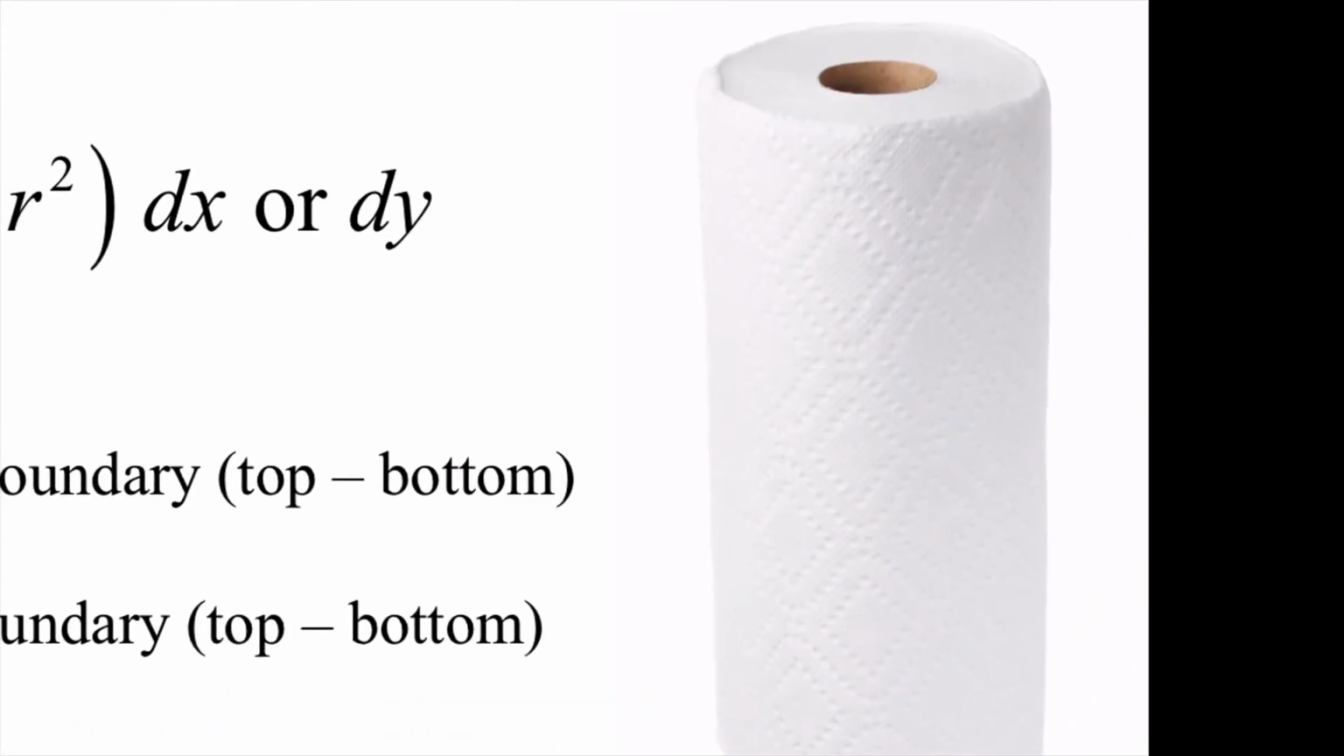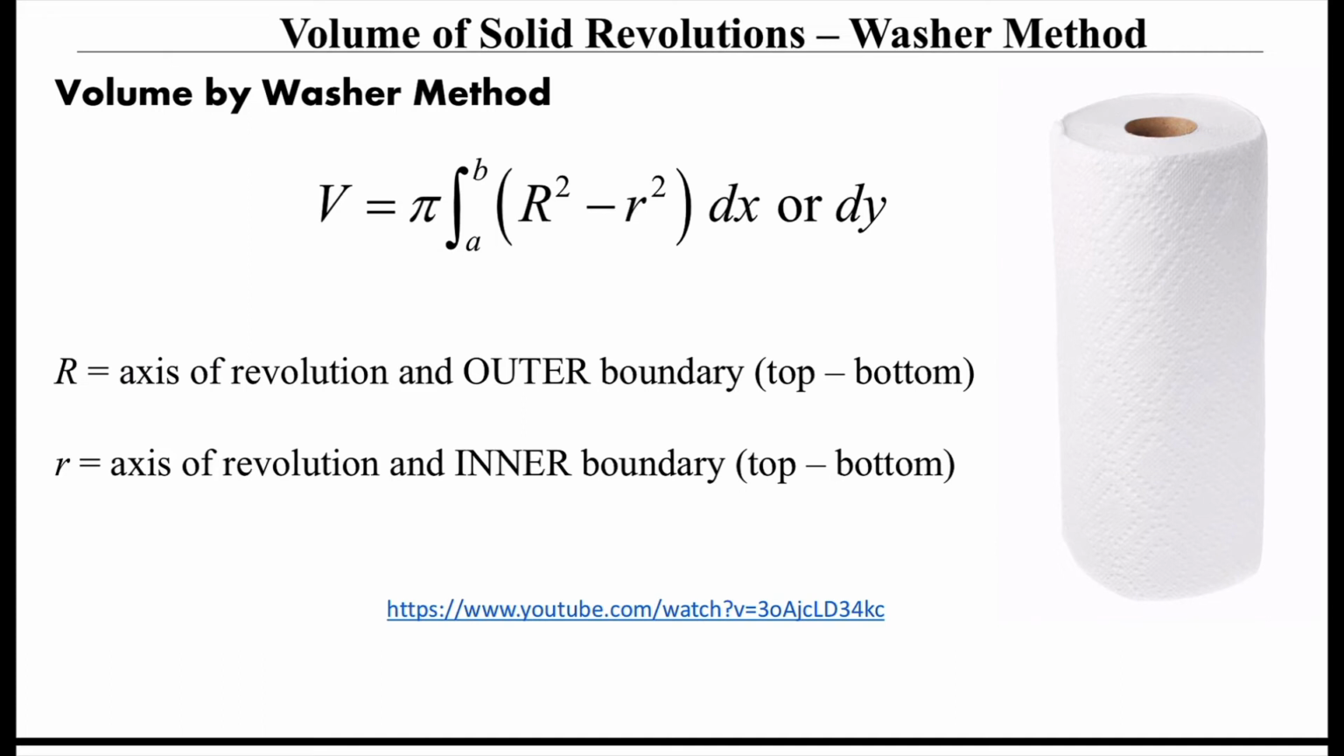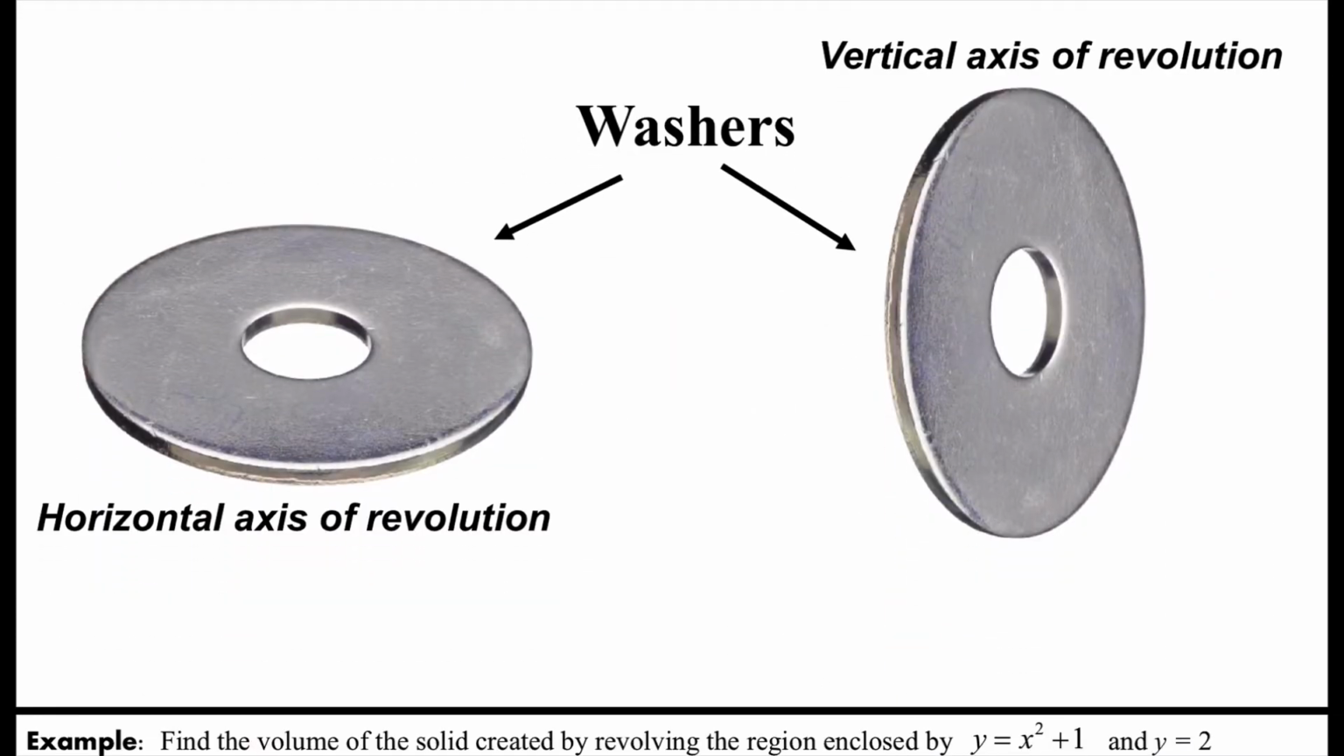So again, if the tube in the middle wasn't there, it would be completely solid, right? But because it's a tube, we would have to use the washer method. Okay, and then the next slide shows what I'm talking about by washers. So horizontal axis revolution, it just depends on what we're revolving around, right? And that's what they mean by washer, because there's going to be a hole in the middle of all of these things.